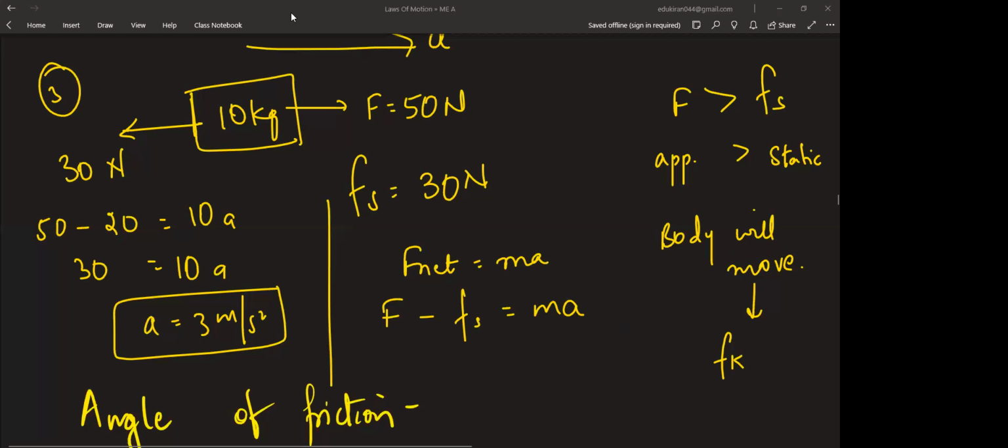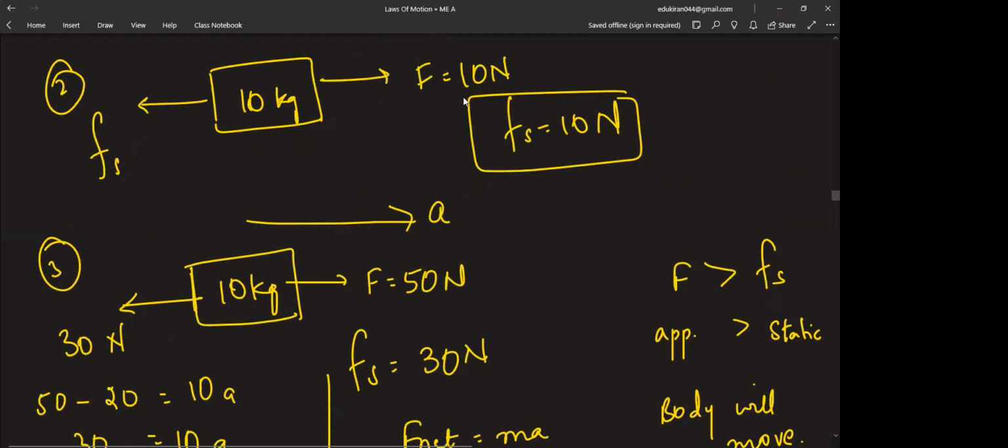Second one, we have to find out the static friction. Now, static friction is when the body is not moving. What we've studied is that static friction is a self-adjusting friction, right? So whatever is the applied force, the static friction becomes equal to it. As the applied force increases, static friction increases. But here the applied force was 10 Newton, so static friction will also be 10 Newton.